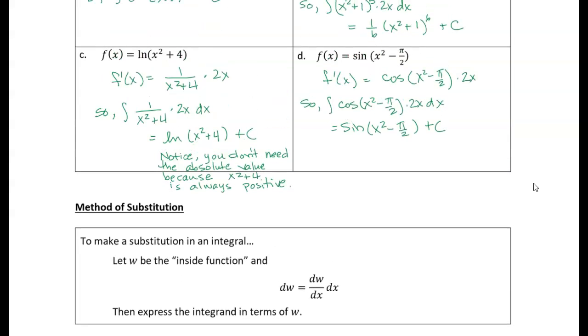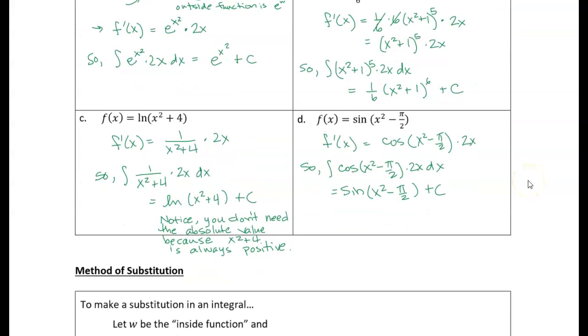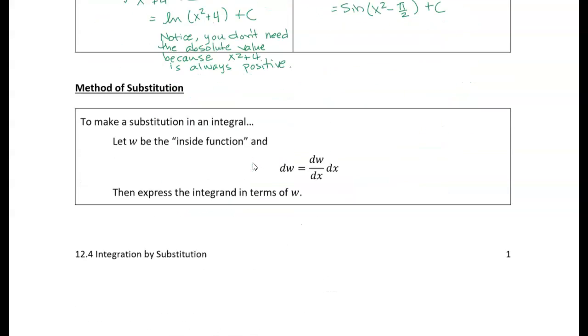Now you notice here, let's go back up and look. We have this 2x dx, right? And we have this 2x dx, right? In every case, we've got a quadratic that we're taking a derivative of. So the derivative of x squared is just 2x, and it doesn't really matter whether we had 2x plus 4 or 2x plus 1 or 2x minus pi over 2. The derivative is 2x. Notice that we have the derivative of the inside function times dx in every case.